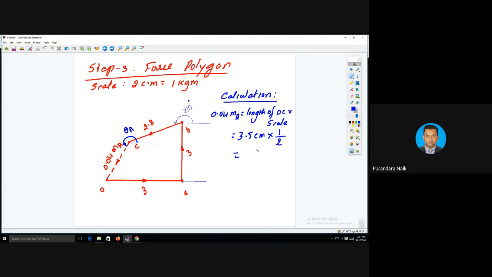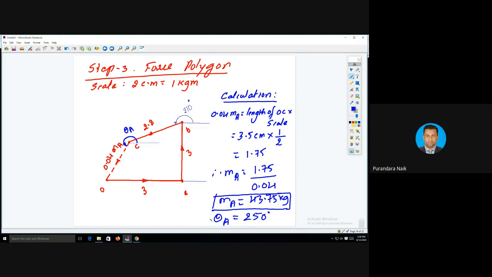Here we'll get 1.75 centimeter. Therefore, MA is equal to 1.75 divided by 0.04, and we'll get the answer as MA equal to 43.75 kg. This is the answer for MA. Similarly, if you measure the angle theta A, we will get approximately 250 degrees. The first question is over.